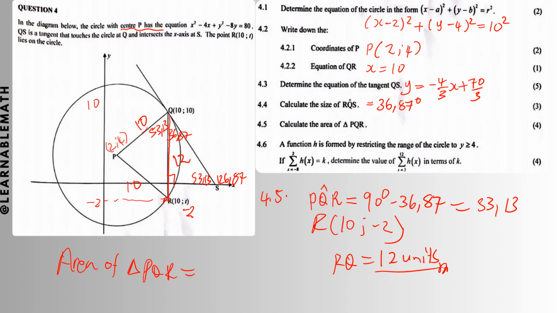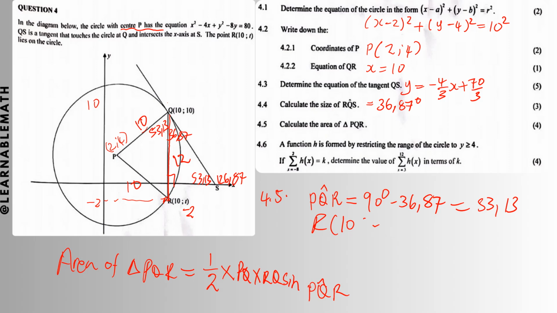We can use the idea to say 1/2 times PQ times RQ, sine of the included angle, which is angle PQR, which is 53.13. Then the rest is just substitution, right? Let me just delete this. I'm just going to write it on top here.